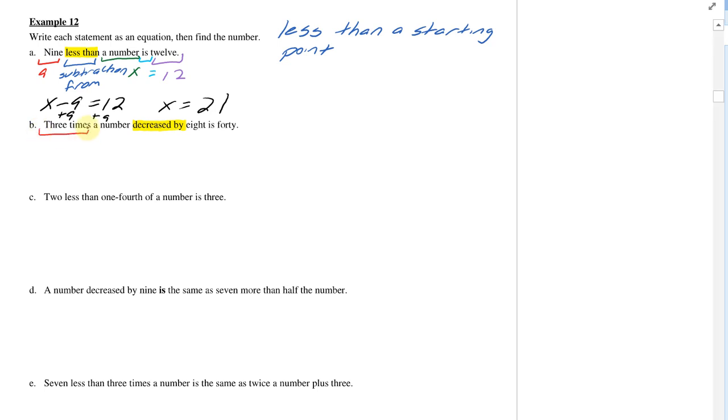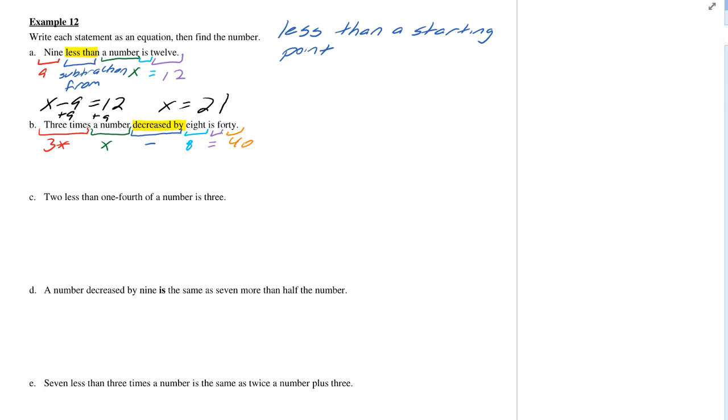So this is going to be 3 times, and then a number is going to be our x. Decreased by will mean minus, and we can just go in order, and then 8 is just 8, is here's my equals, and then we have 40. So I have kind of the whole structure on here.